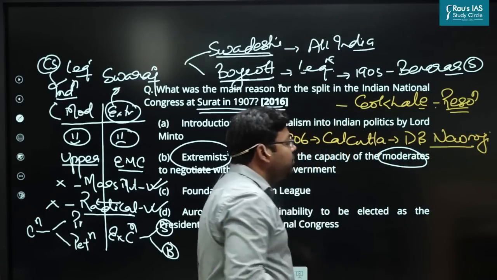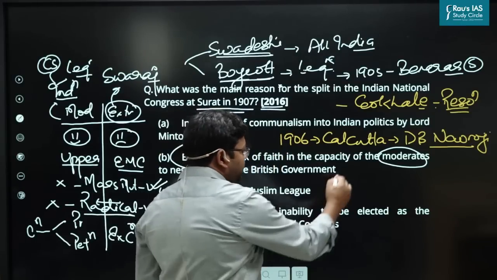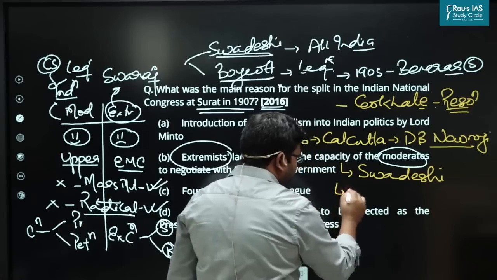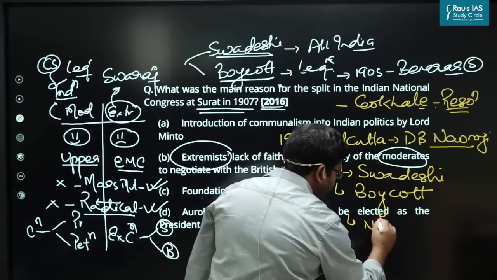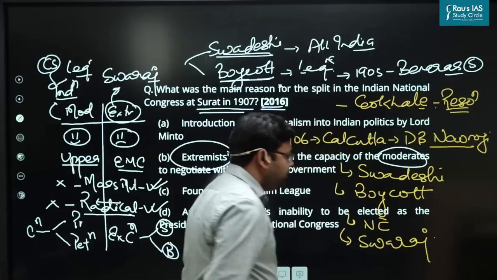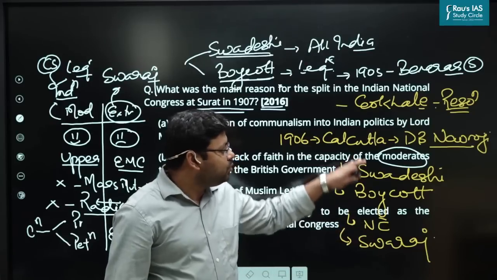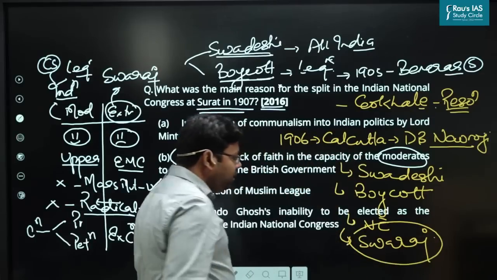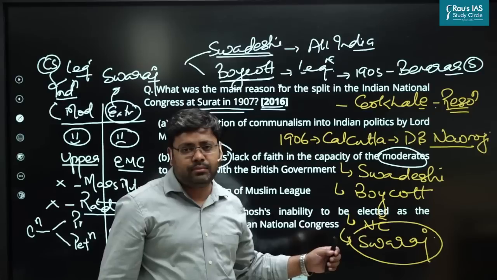In this session, due to the pressure generated by the extremists, four resolutions were brought. They were Swadeshi, boycott, national education, and Swaraj. Extra information that you should have: this Calcutta session proved to be the historic session because for the first time, Congress officially put forward the goal of Swaraj or self-rule.